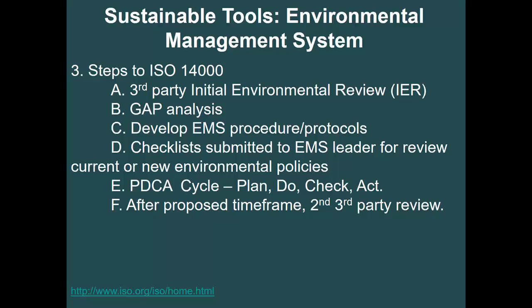There are kind of 6 major parts of the ISO 14000. If company or municipality X wanted to implement the ISO 14000 series, they would start off by having an independent third-party review called the Initial Environmental Review. That review would identify any gaps, things that entity is doing that could be improved to reduce their environmental impact. This is called a gap analysis. This is given back to the company, and they can develop procedures and protocols on how to address these different gaps.